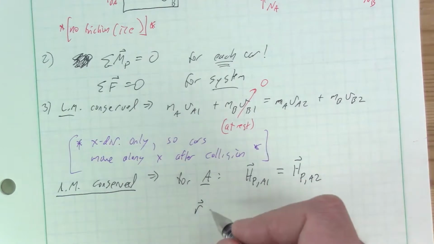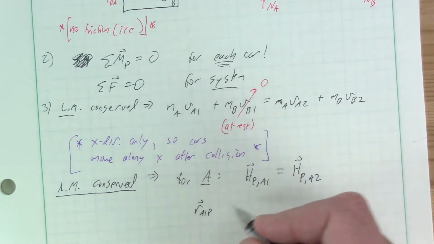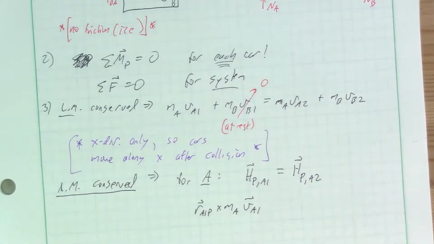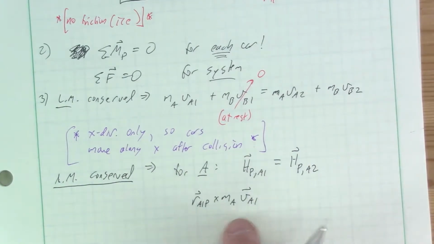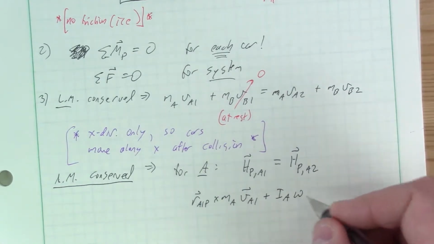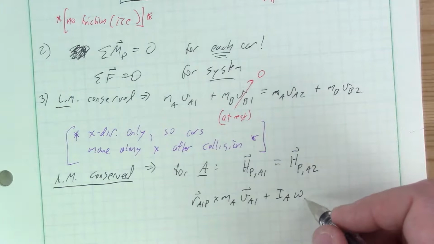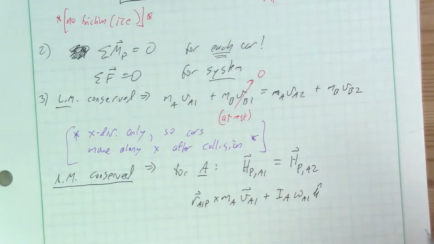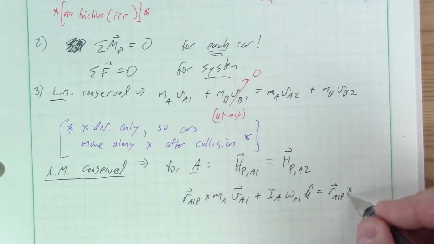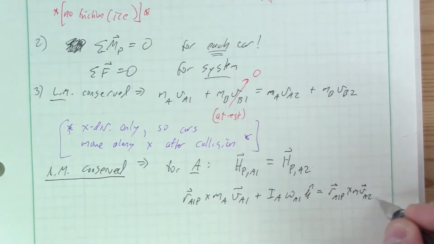This is the position vector of A from P crossed into the linear momentum of A, plus our rotational component here. Then this must equal the same exact thing, but in state 2, after the collision: crossed into m v A2, plus I A omega A2 k hat.